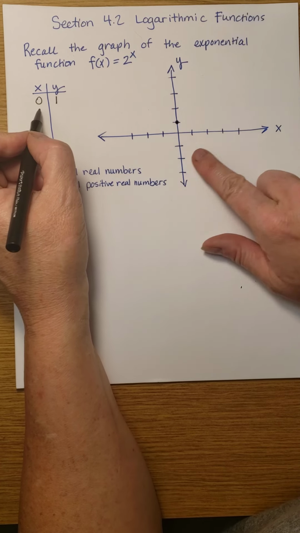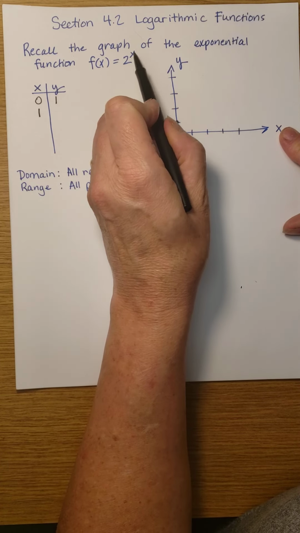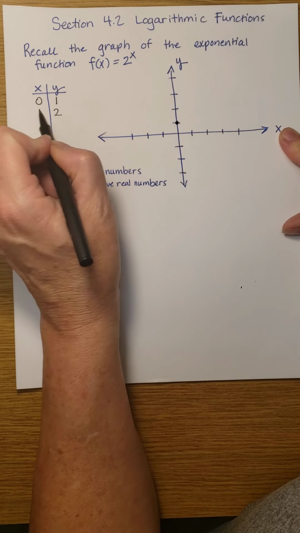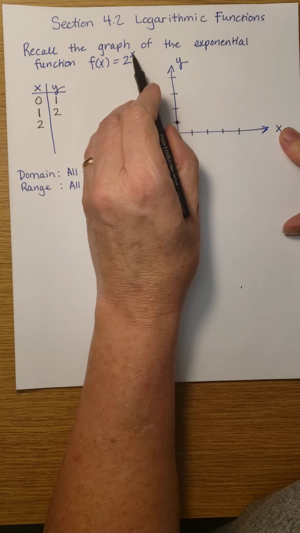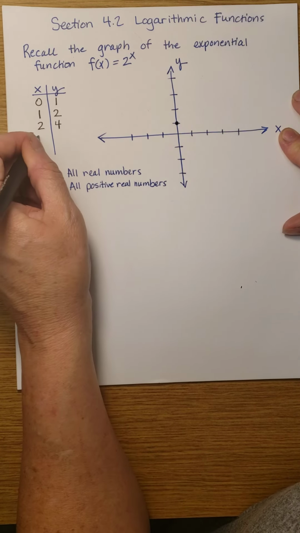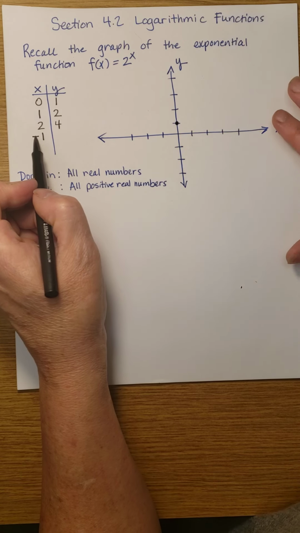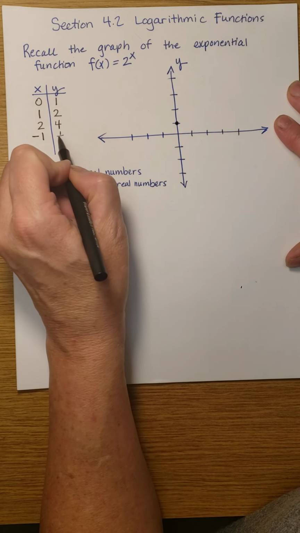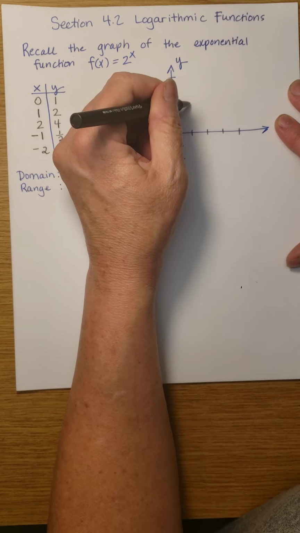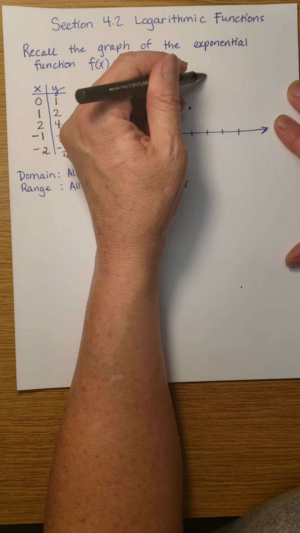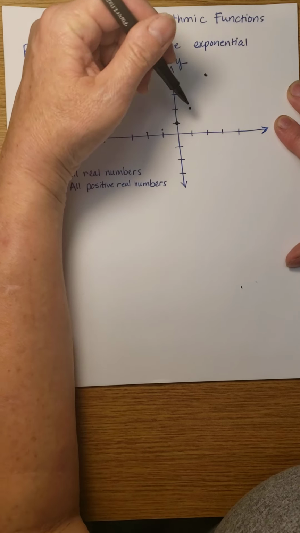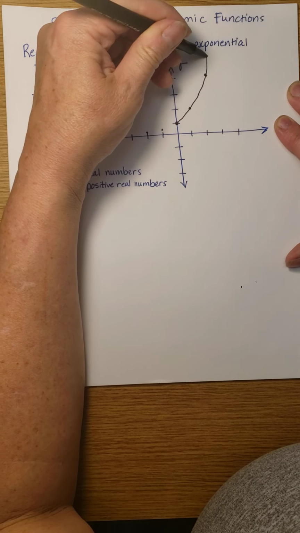Now, if I go in the positive direction, if I take 2 and raise it to the power of 1, in other words, if x is 1, I get 2. If x is 2, the exponent, I get 2 squared, that's 4. Now going to the negative direction, minus 1, that negative just means I take the reciprocal, so it's going to be 1/2. And if it's negative 2, it'll be 1/4. So plotting these points, you can recall the shape of the exponential function is like this.